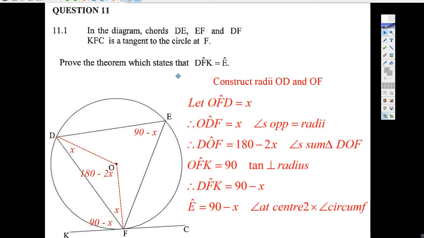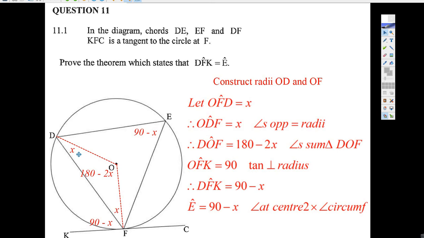They ask you to prove the theorem that says that the angle DFK will equal the angle E up here, the tan chord theorem. And if you remember the idea of the construction, even to get started, you draw in two radii here, OD and OF, so you construct that, and then let one of the angles right here, OFD, be x.